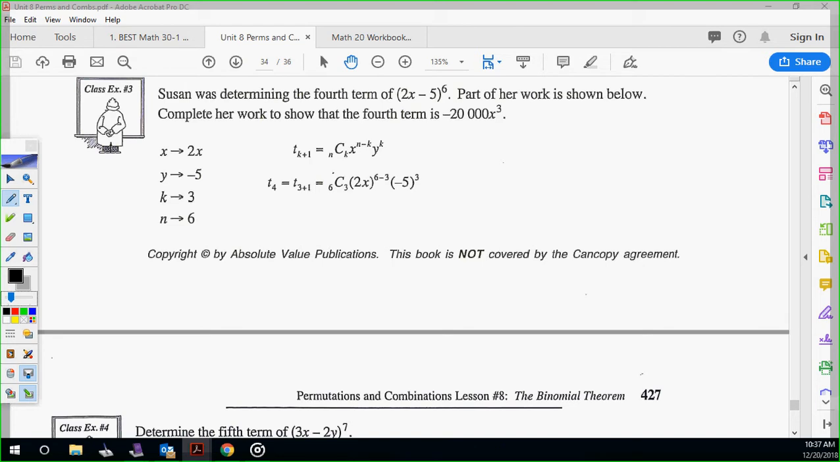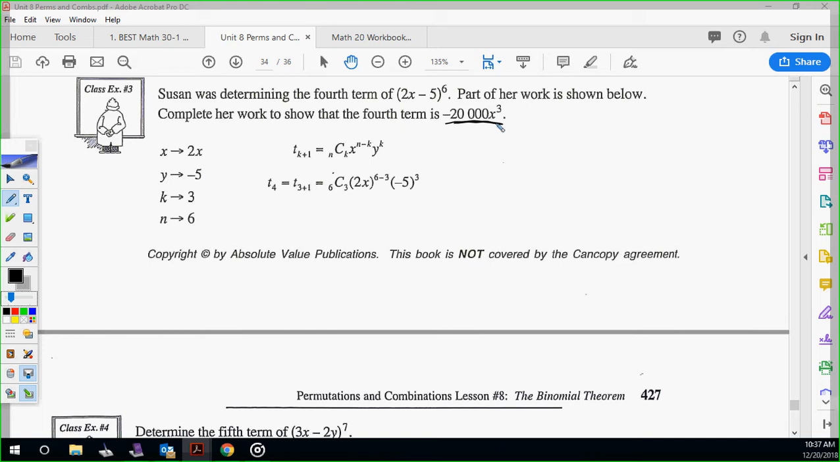We don't have just x and y's. So it says Susan was determining the fourth term, and part of her work is shown below. Complete her work. So it says we want the fourth term to be negative 20,000 x cubed. Okay? So the thing here, what's different about this than what we were just doing? Besides the numbers, but what's good? No y, right? We have one variable now. So that's why her answer is just different. Okay? Because that thing we were doing to the y's, we're going to do to the 5.